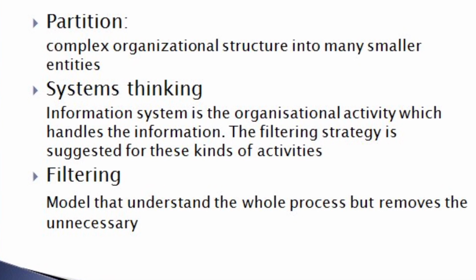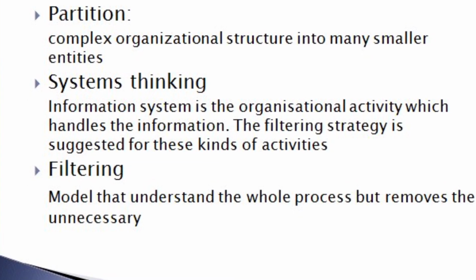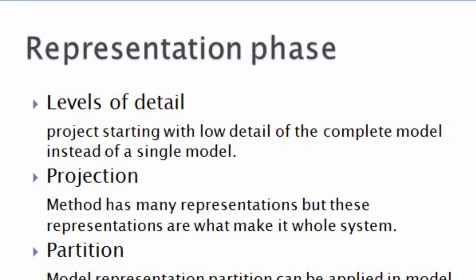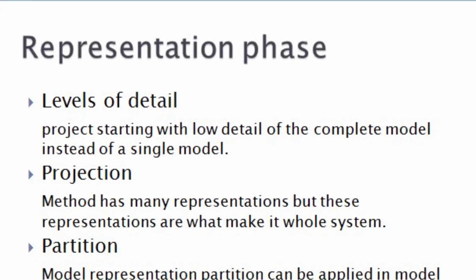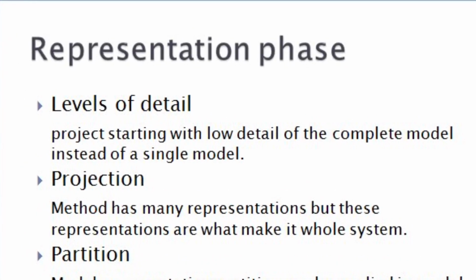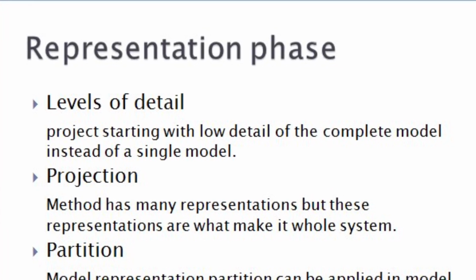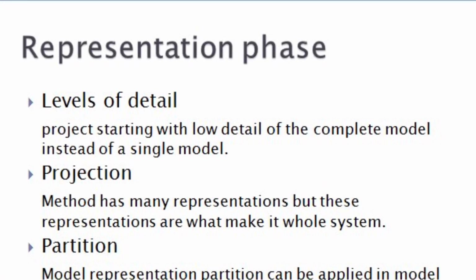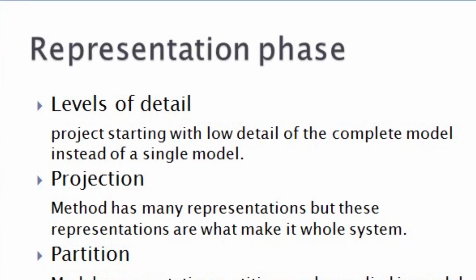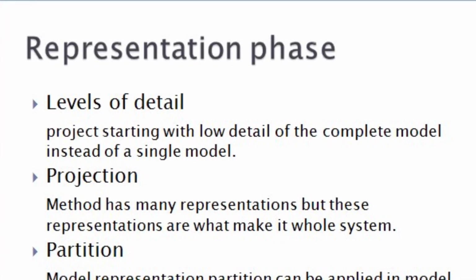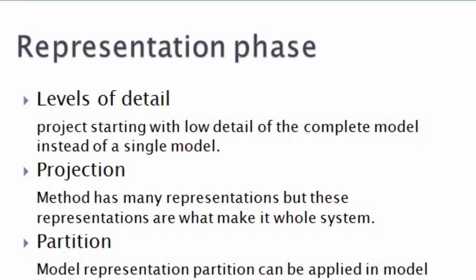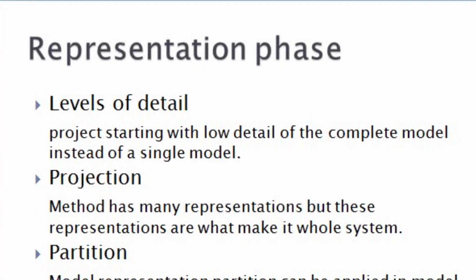The system meta model is used for this purpose. The strategies in the representation phase are levels of detail, projection, and partition. Levels of detail in a project start with low detail of the complete model with other detailed representations instead of a single model. Using these strategies, the quantity can be reduced. The levels of detail are achieved by usage of a single common language. An example is data flow diagrams.